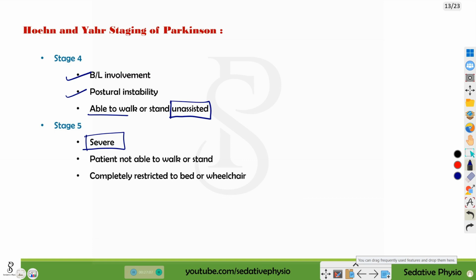Apart from all these, we have radiological examinations, we have pathological examinations. So these are all other stuff. Here we have discussed the physiotherapy assessment for the Parkinson patient. I hope you all understand all these topics.